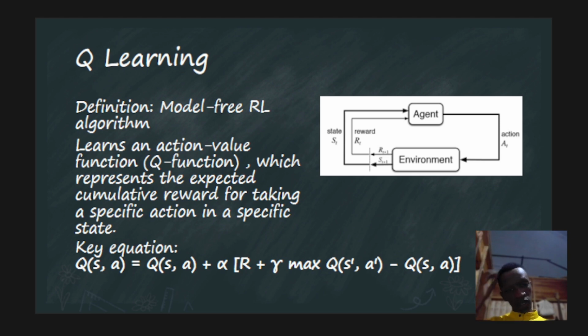Basically, this equation updates the Q value by comparing the current state to a new state based on the reward and the best future action. That's how it is able to predict correctly using Q learning.